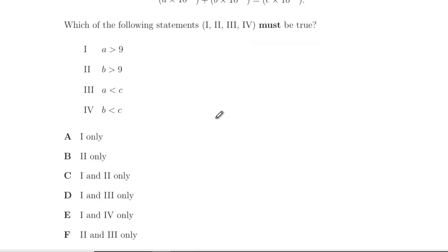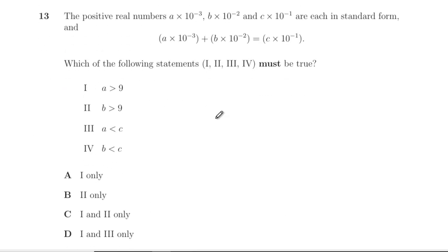Now, another interesting question. All right, 13. The positive real numbers A times 10 to the minus 3, B times 10 to the minus 2, and C times 10 to the minus 1 are each in standard form. Add the first two, get the third one. Which of the following statements must be true? Right, so we've got 10 to the minus 3, 10 to the minus 2, and they've got to add up to the sum, which is 10 to the minus 1.